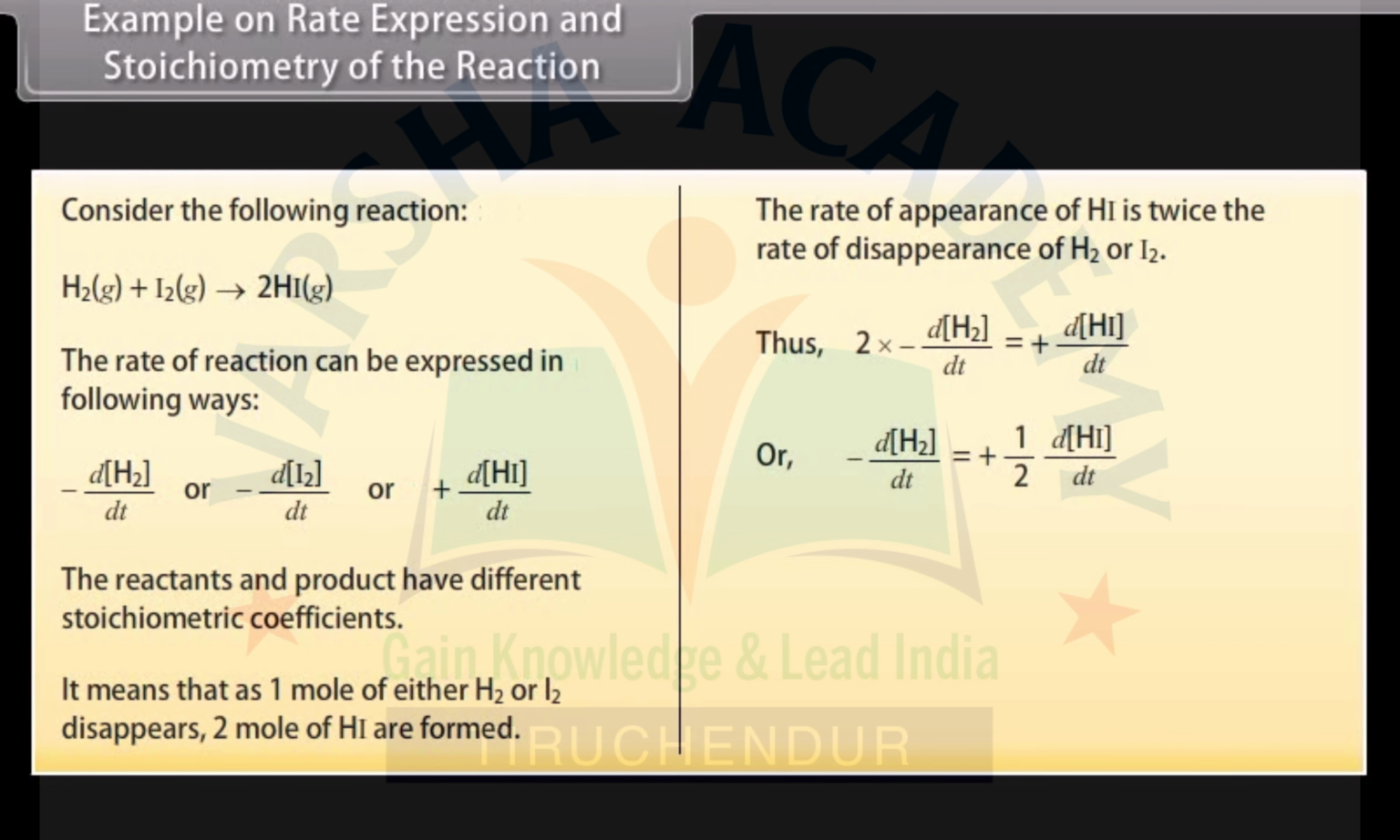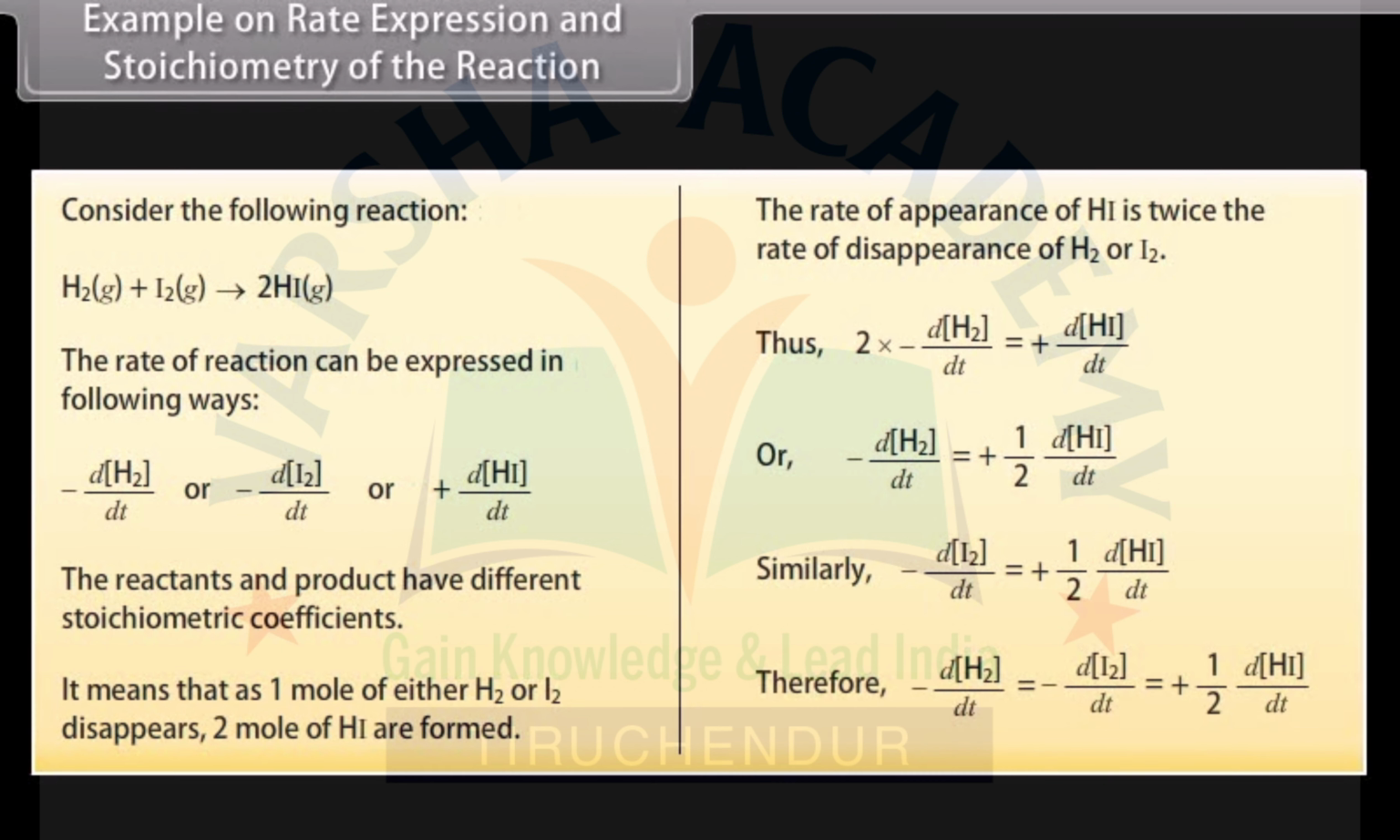Thus, -d[H2]/dt is equal to +1/2 d[HI]/dt. Similarly, -d[I2]/dt is equal to +1/2 d[HI]/dt. Therefore, -d[H2]/dt is equal to -d[I2]/dt is equal to +1/2 d[HI]/dt.